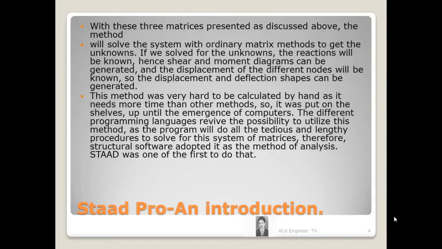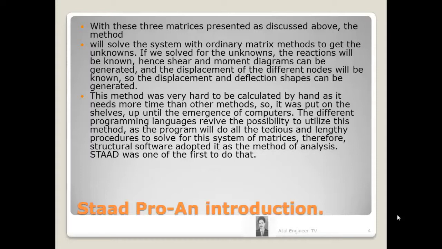With these three matrices presented as discussed above, the method will solve the system with ordinary matrix methods to get the unknowns. If we solve for the unknowns, the reactions will be known, hence shear and moment diagrams can be generated, and the displacements of the different nodes will be known, so the displacement and deflection shapes can be generated. More information on matrix methods of analysis may be sought from the textbook Matrix Analysis of Framed Structures by authors James M. Gere and William Weaver, Jr.